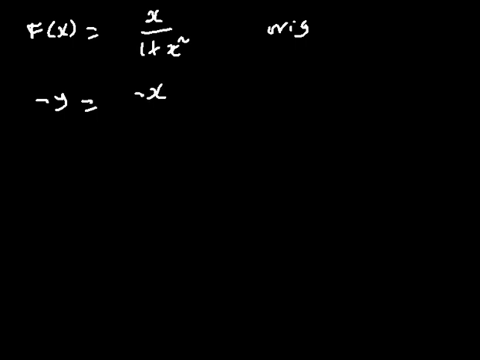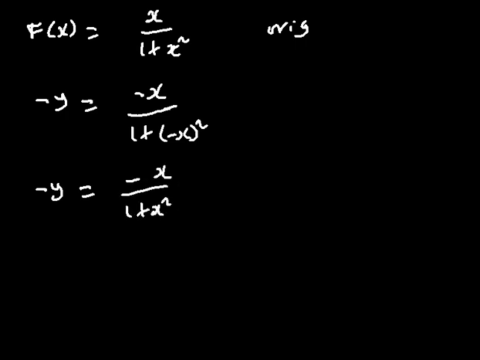And how about if we have a case like this? Let's say the function f of x is equal to x over 1 plus x squared. So what can you say about the symmetry about the origin? In the case of the origin, it means we have negative y is equal to, mind you, f of x is the same as y. So negative y is equal to negative x over 1 plus negative x to the power 2, which is the same as negative y is equal to negative x over 1 plus x squared.